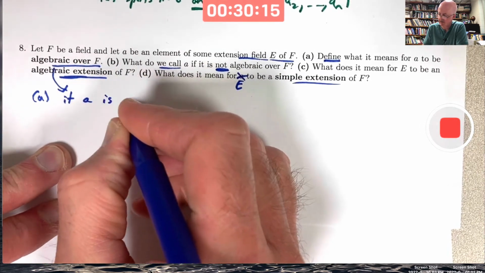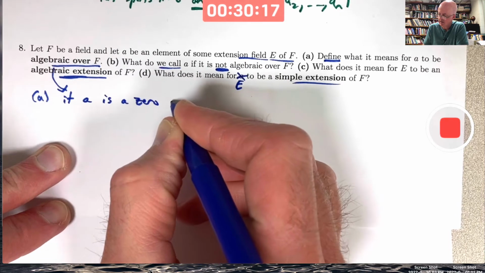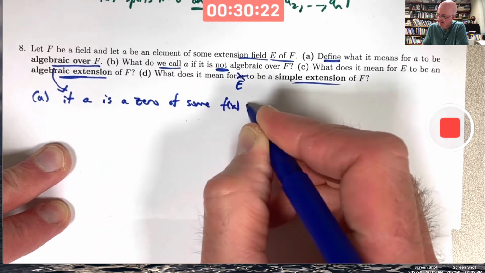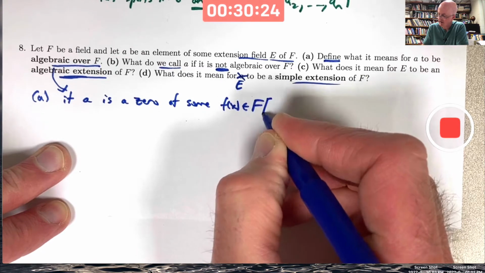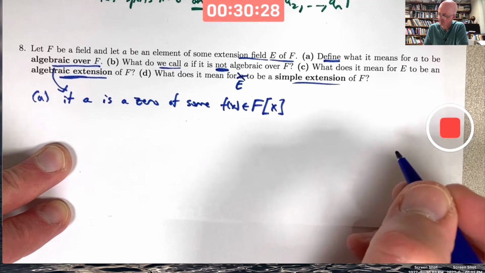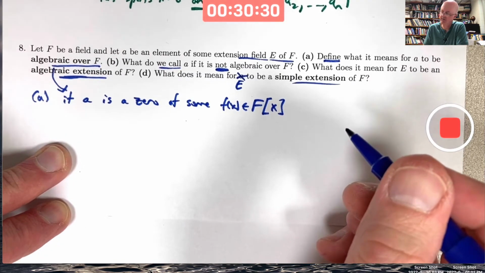A is a zero of some little f of x in the polynomial ring capital F of square bracket x, meaning polynomials with coefficients from F. That's what it means to be algebraic over F.